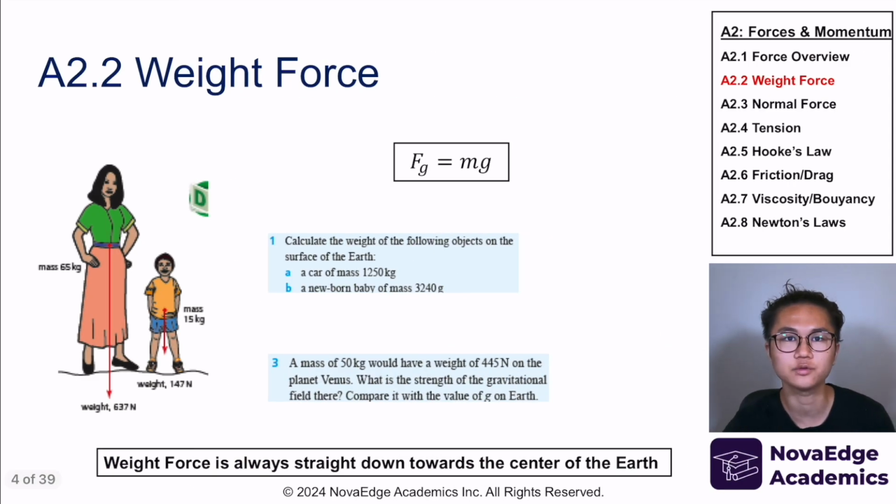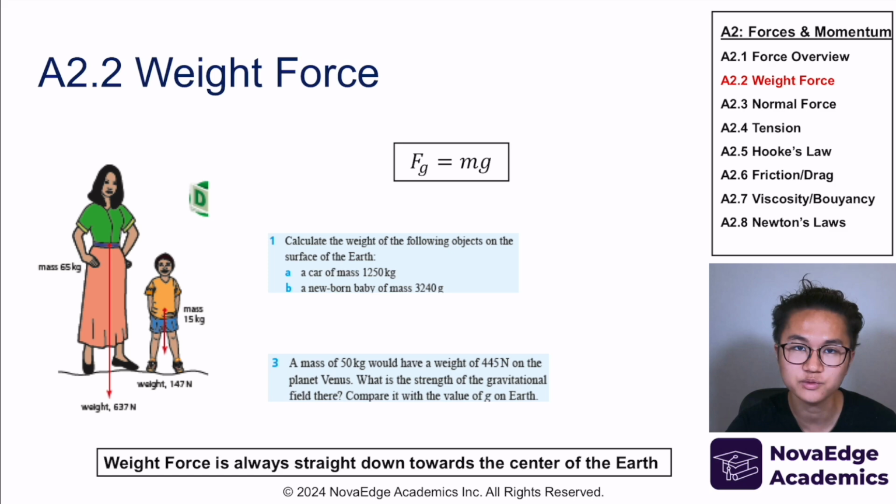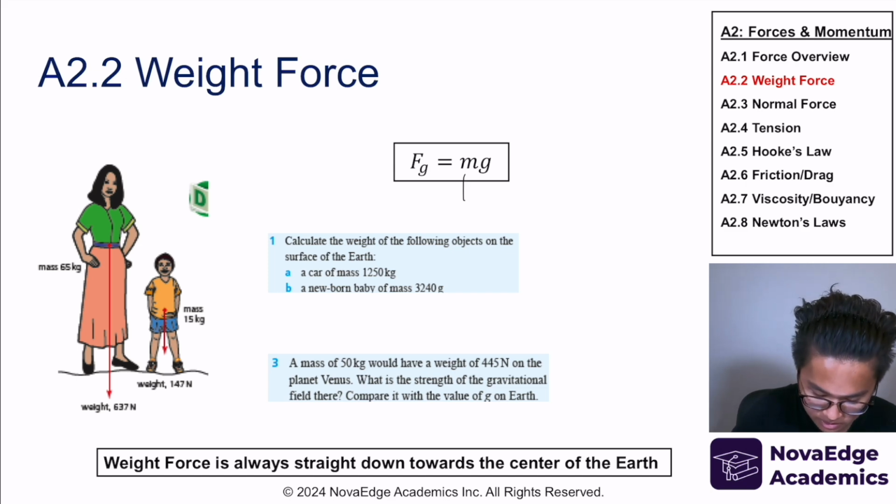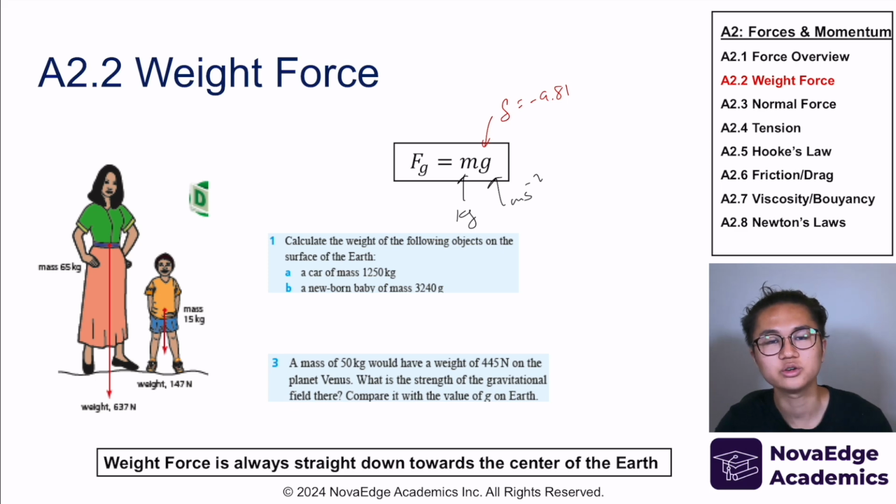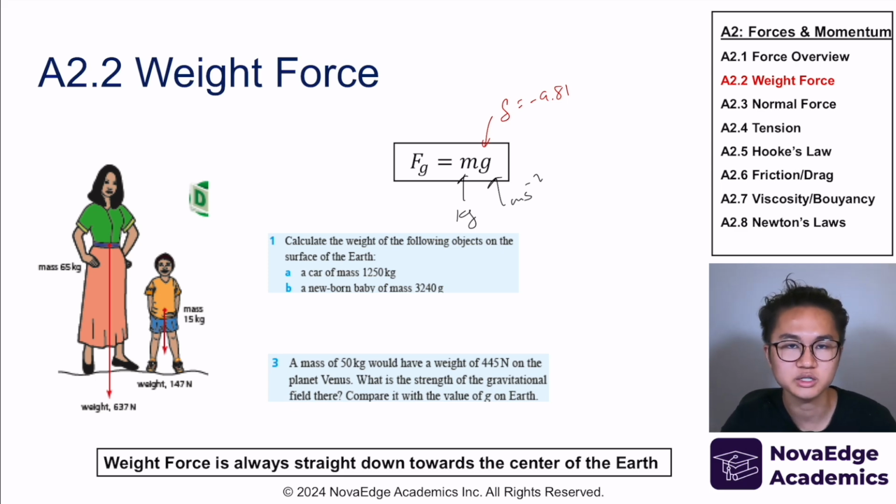Let's talk about the first force. The first force we'll learn is the weight force, and the weight force is due to gravity by a certain planet. In our case, it is by Earth. So the force of gravity, or weight force, is given by mass times the gravitational acceleration, in kilogram meters per second squared. Now, on Earth, we have that g is equal to negative 9.81, but on the moon, it could be negative 3, or on other planets, it could be different, and it depends on the mass of the planet and the size of the planet, right?